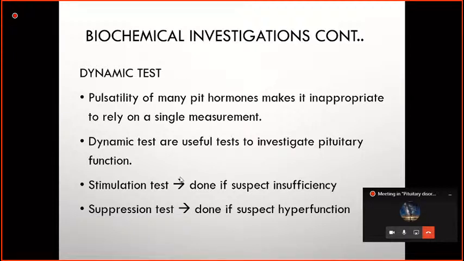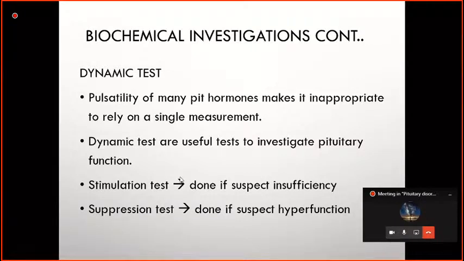Okay, so when the secretion is low, because of this pulsatility, you want to do a dynamic test. You cannot rely on just one single measurement. You want to take a few measurements, and on top of that, you want to challenge it. When you suspect insufficiency of a hormone, you want to do a stimulation test, or when you suspect hyperfunction of a hormone, you want to do a suppression test.